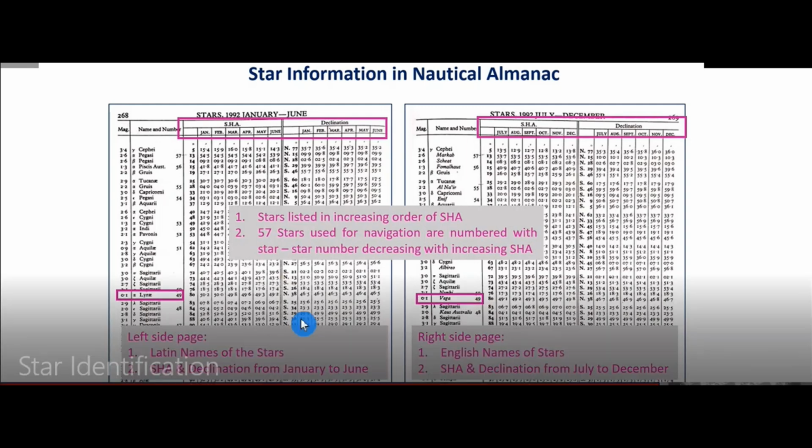Beta, the data given on the left side is from January to June. So SHA and declination in the month of January up to the month of June is given on the left hand side page. The declination and SHA from July to December is given on the right hand side page. So that is the data which is provided, and the names are written on both the pages. They may look different because left side are Latin names, right side are English names, but the star is the same.